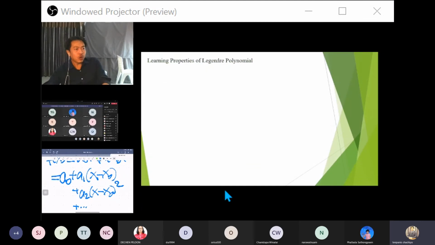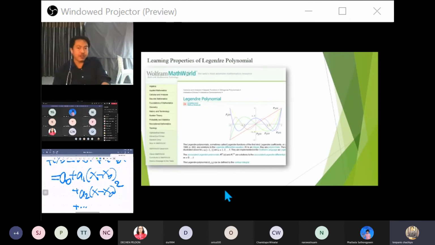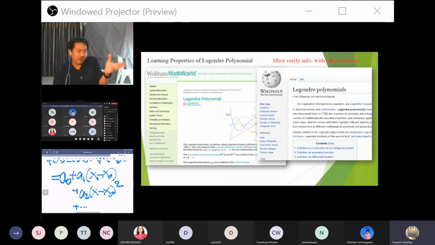So you can learn more about this. Usually for a very hands-on class in math methods, we will study this. We call this a special function, but you can look it up online. Every function has its own properties, and you can learn how to use that maybe from Wolfram MathWorld. I prefer Wikipedia as the initial source of information, but you always have to verify that.